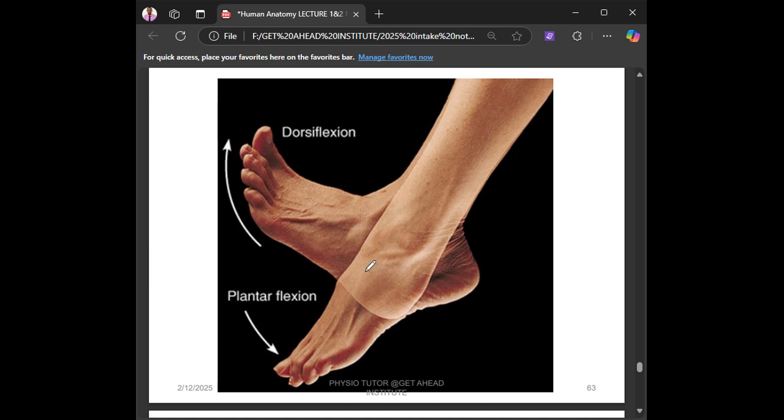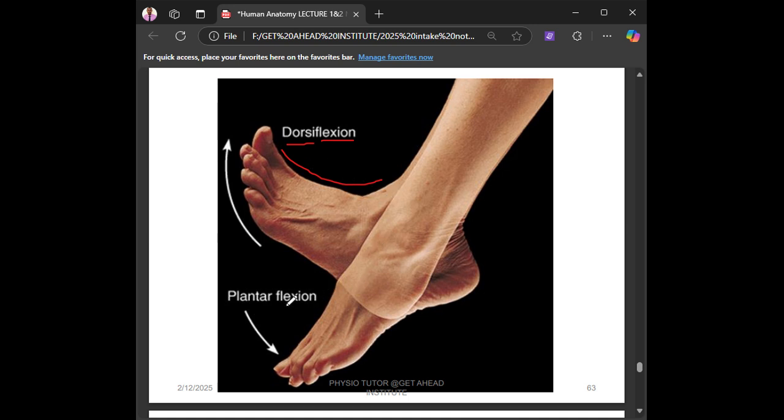Remember, flexion reduces the angle. So when we talk about dorsiflexion, this is the dorsum. So dorsum and the flexion. We are trying to reduce the angle of the dorsum. The dorsum is this top part. So we are trying to reduce the angle of the top part.